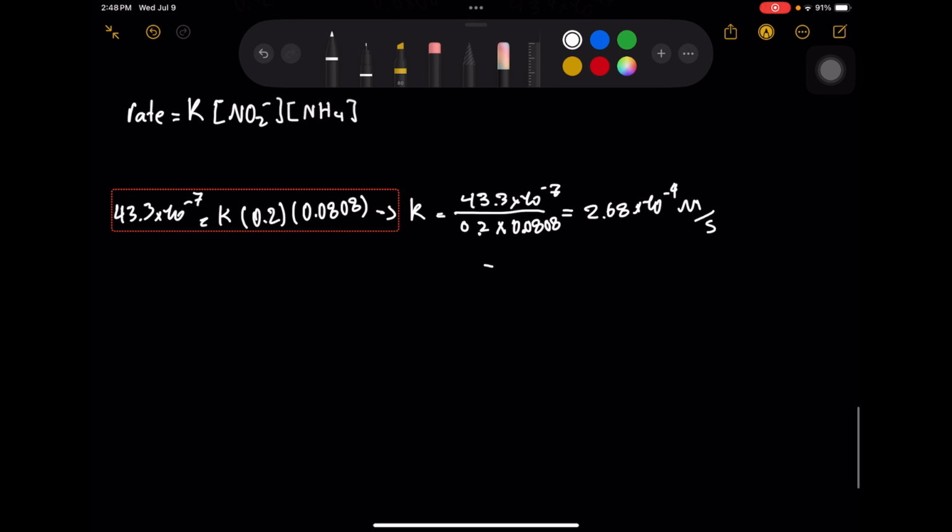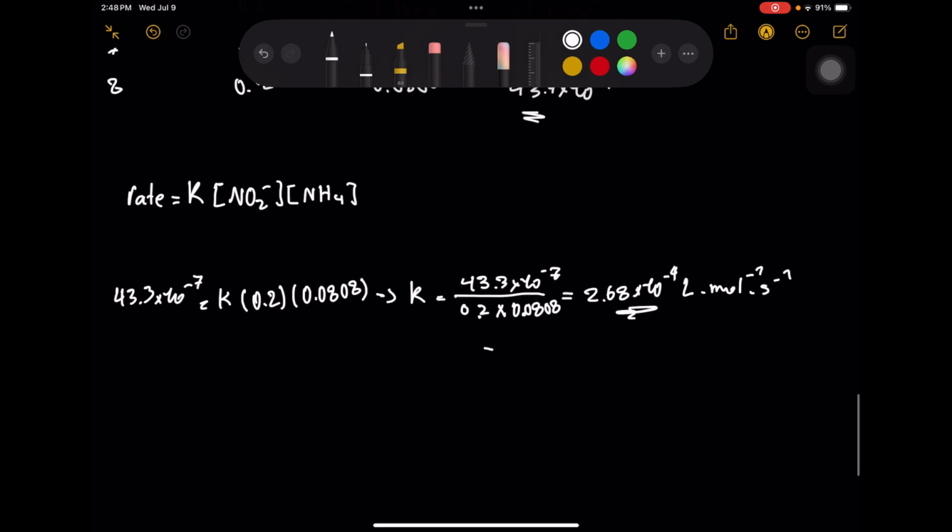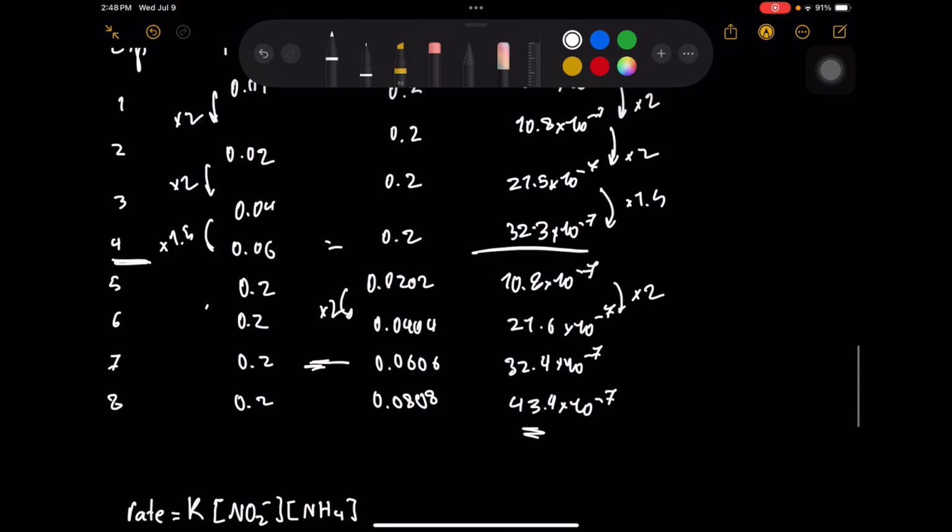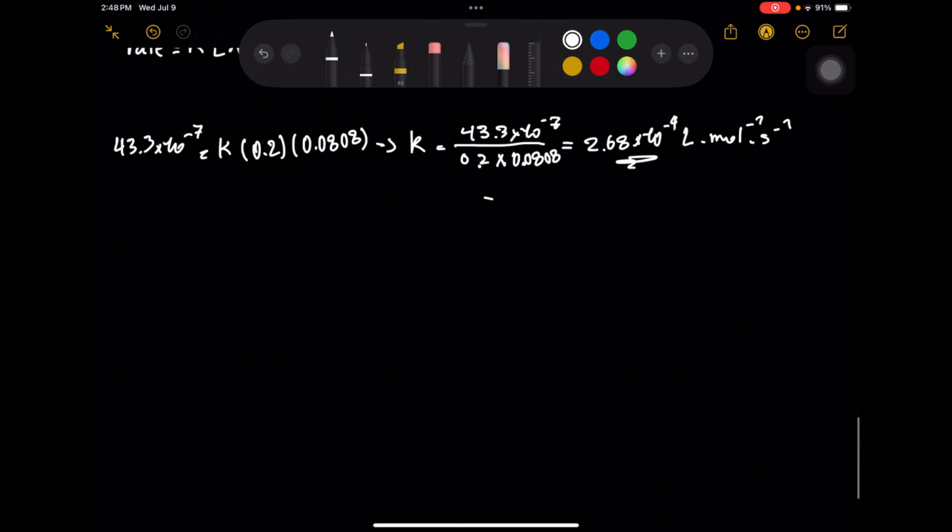No, I'm sorry, that's not the right unit for it. We show it as liters per mole per second, because the moles go up. And once we know the rate law and the rate constant, it is possible to calculate the rate for any set of concentrations. So now we have the rate constant here, we can calculate everything using it, and that's it. Now we can go on to the reaction order.